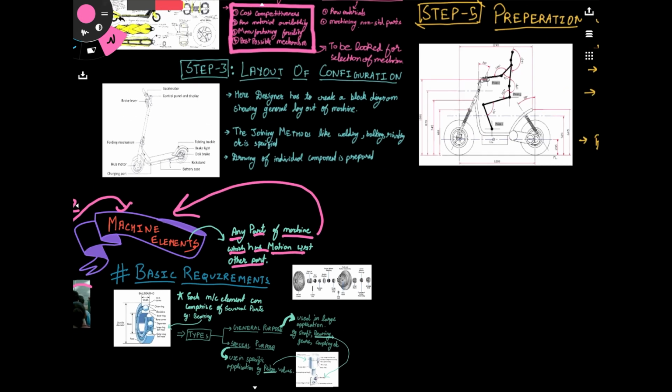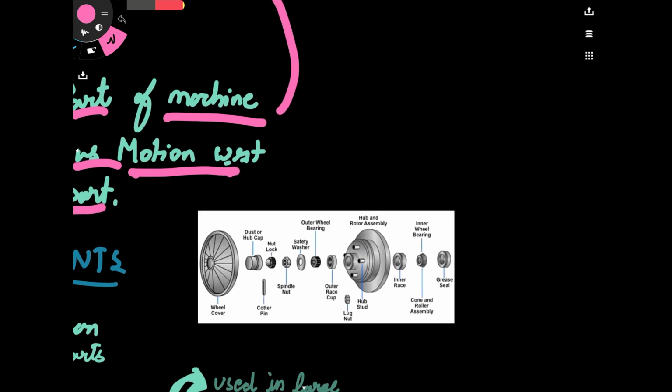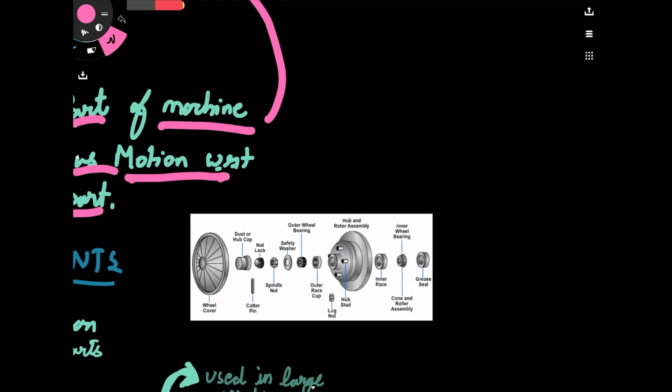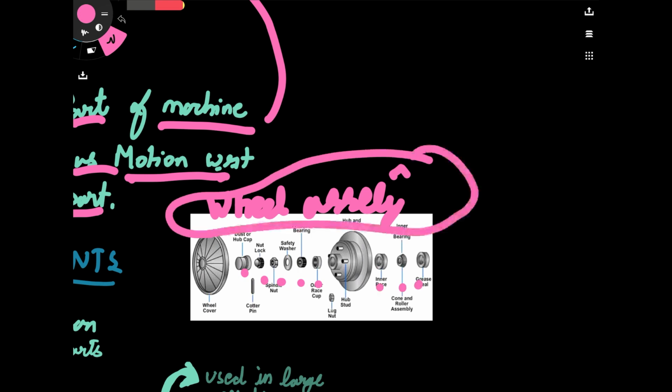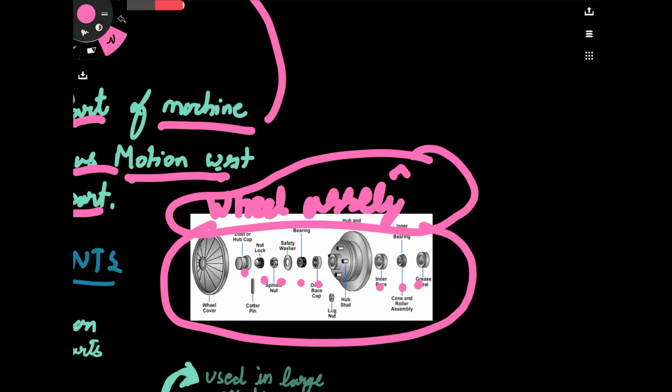As you all know, I'm very fond of automobiles, so I took an example of a wheel assembly. The wheel assembly comprises different components, and these different components are the machine elements. The wheel assembly as a whole is a machine, and these components are machine elements.